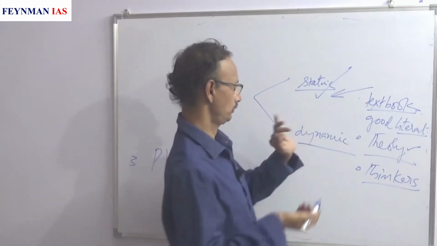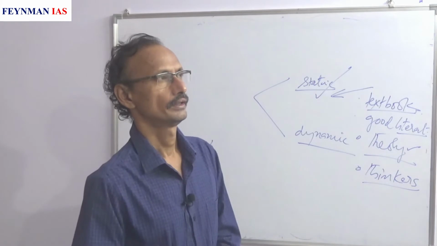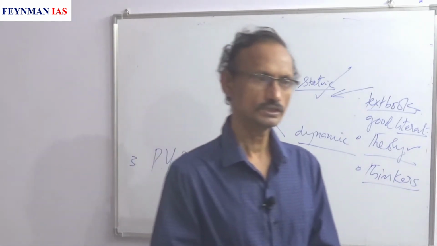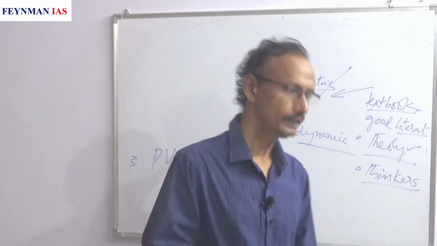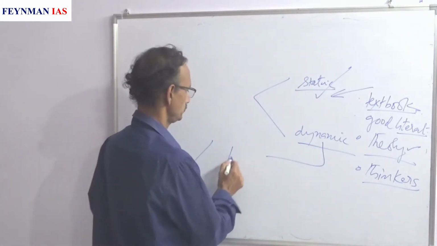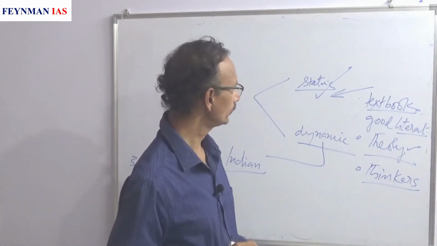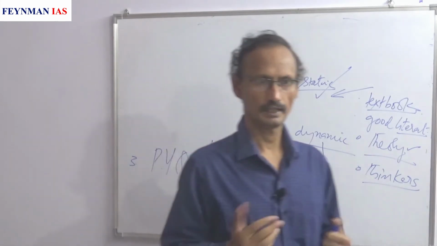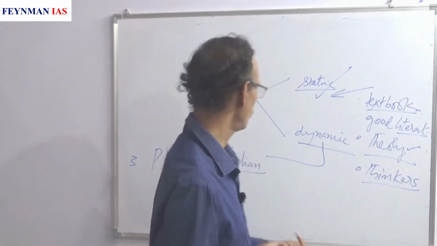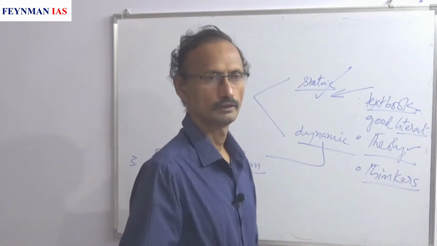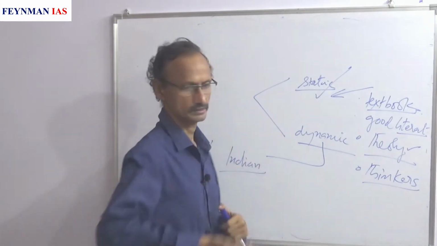Next, dynamic part. In the dynamic part, most of the dynamic part is Indian. We can't equate static with outside world and dynamic with India, because there is a static with India and dynamic with outside world. But largely, dynamic is Indian context.